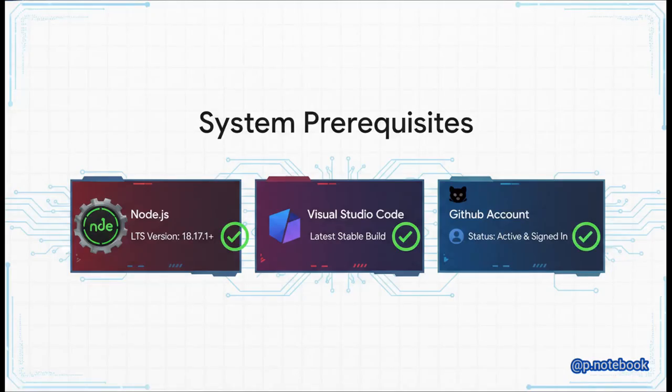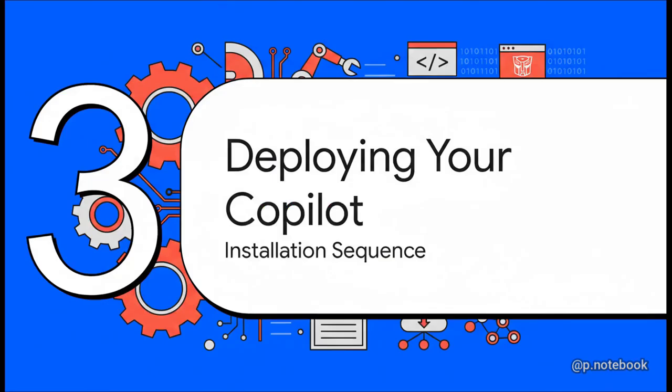All right, time for a quick system check. Before you hit install, you're going to need 3 things ready to go: the LTS version of Node.js, the latest stable build of Visual Studio Code, and of course, an active GitHub account that you're signed into. Okay, with our pre-flight check all done, it is time for section 3, deploying your Copilot.